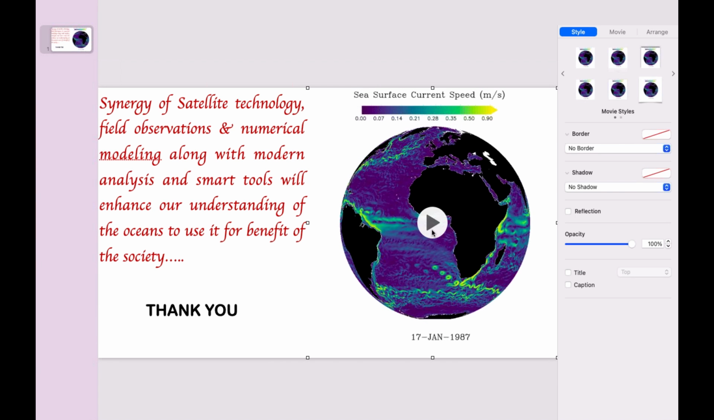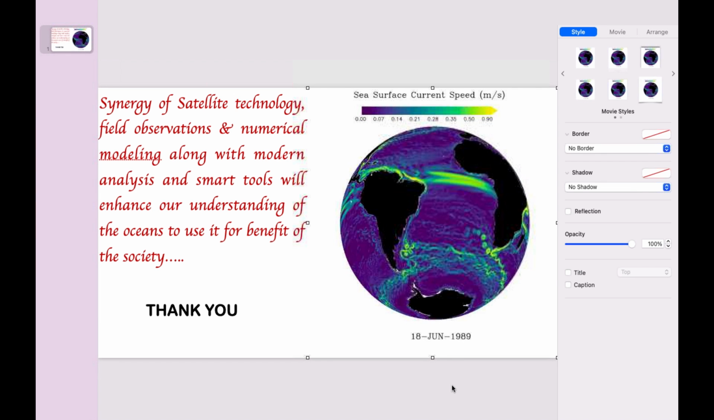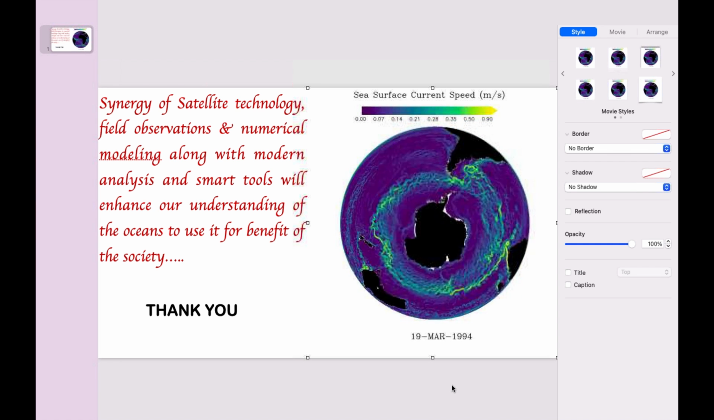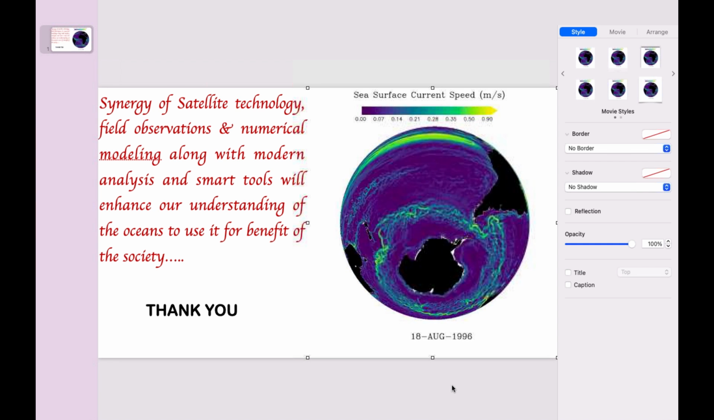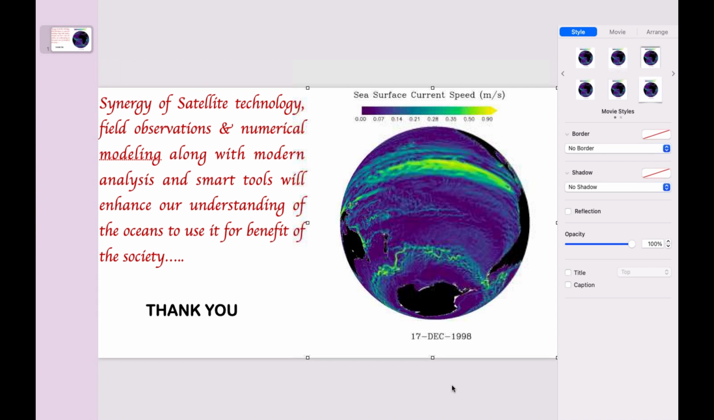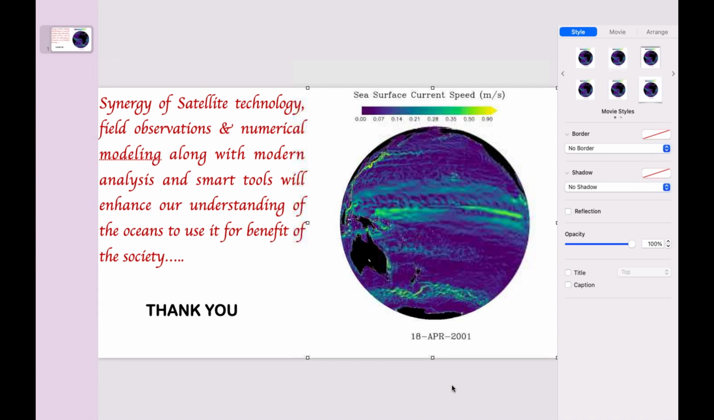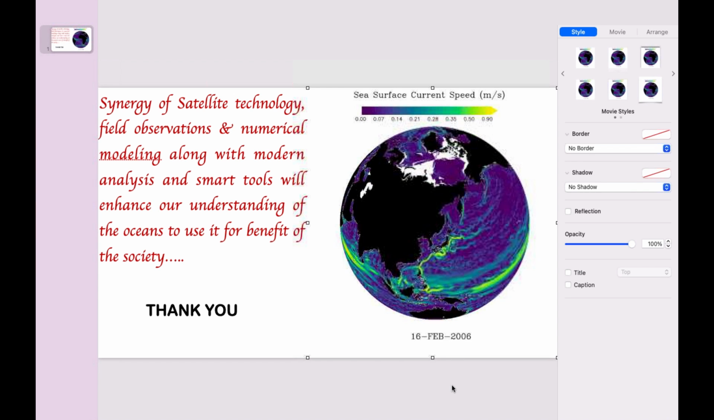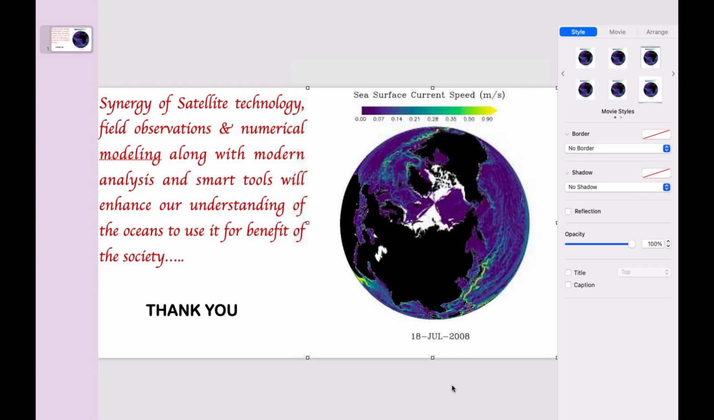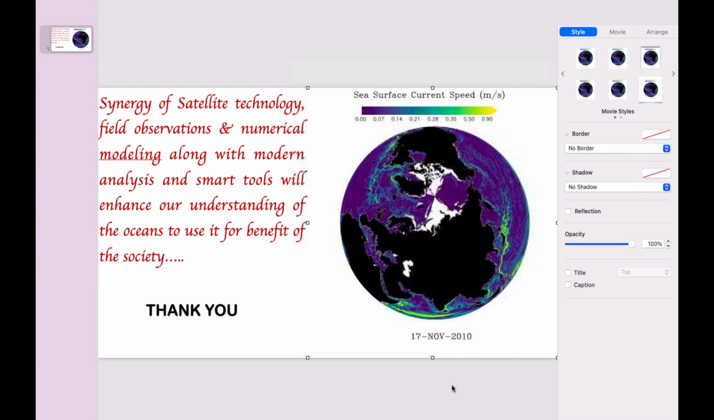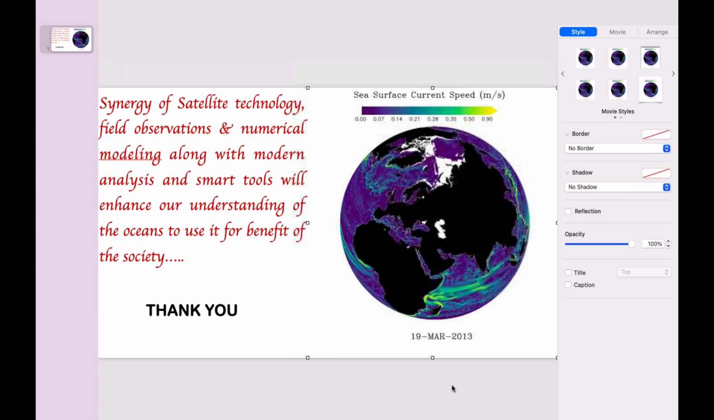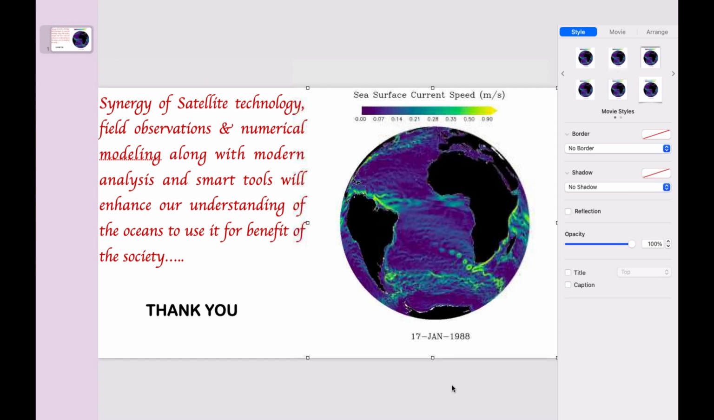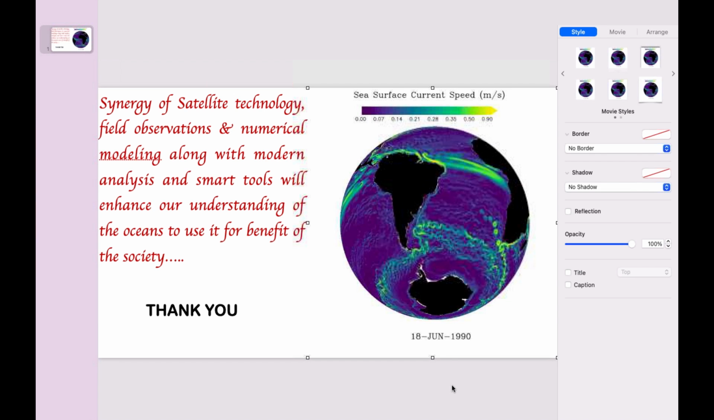Okay, so what you see here is the global distribution of the surface currents. This is a very long time series of ocean currents generated by our colleagues at SAC using a good-resolution numerical model, satellite data and also in situ data. What you see here is a very beautiful pattern of the surface currents. You can see the coastal currents, the equatorial currents, and the small eddies being shed by the Agulhas currents.